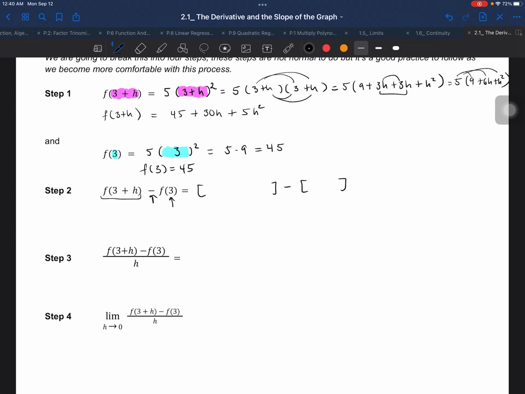So this part right there is, according to our notes, 45 plus 30h plus 5h squared, followed by the minus, followed by f of 3, which is 45. Now, if you notice, the negative will be distributed to that 45, and that will be negative 45 with a positive 45 will cancel each other out, right? And then we end up getting 30h plus 5h squared, and that's going to be the difference between those two.